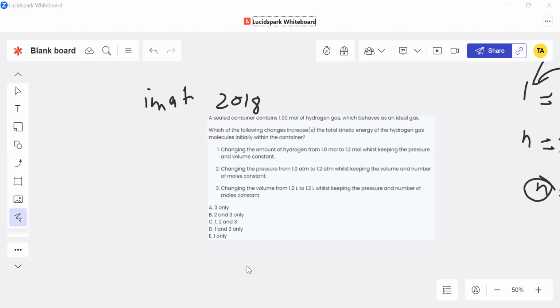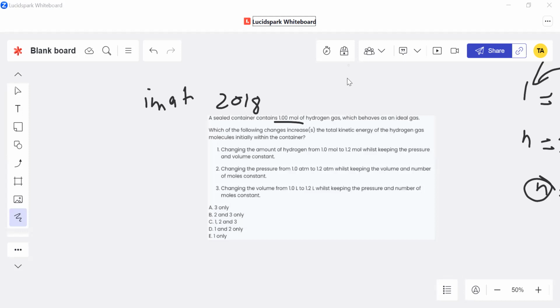Okay, so someone said 2 and 3 in the chat. Someone said B is the answer, but let's see now. So a sealed container contains 1 mole of gas, hydrogen gas. It's D. Someone is saying E and D.